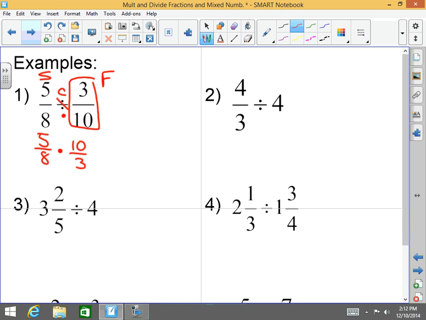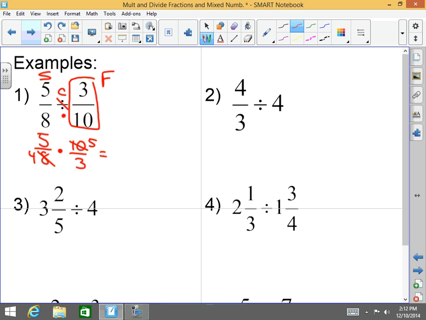Now, can I cross reduce? What and what can I cross reduce? The 10 and 8. No, the 10 and 5 are in the numerator. You can only cross divide from numerator to denominator. Thank you, though. Good mistake. 2 goes into 8. How many times? 4. 2 goes into 10.